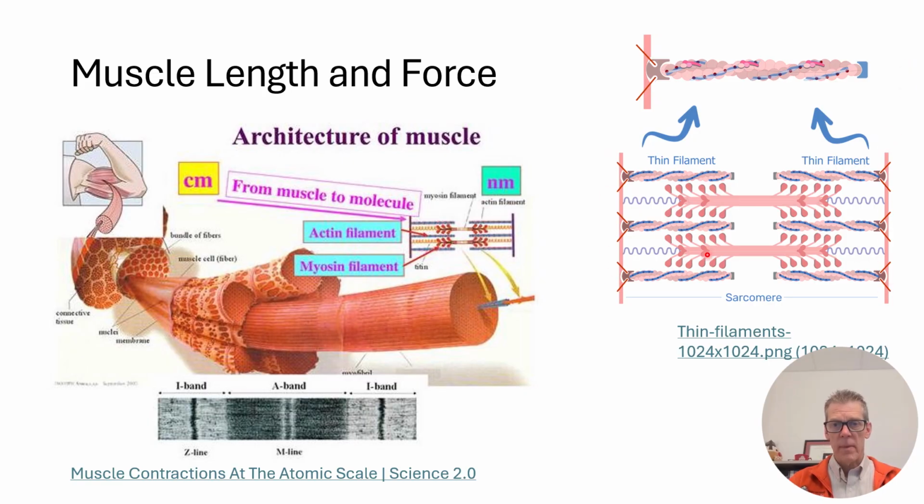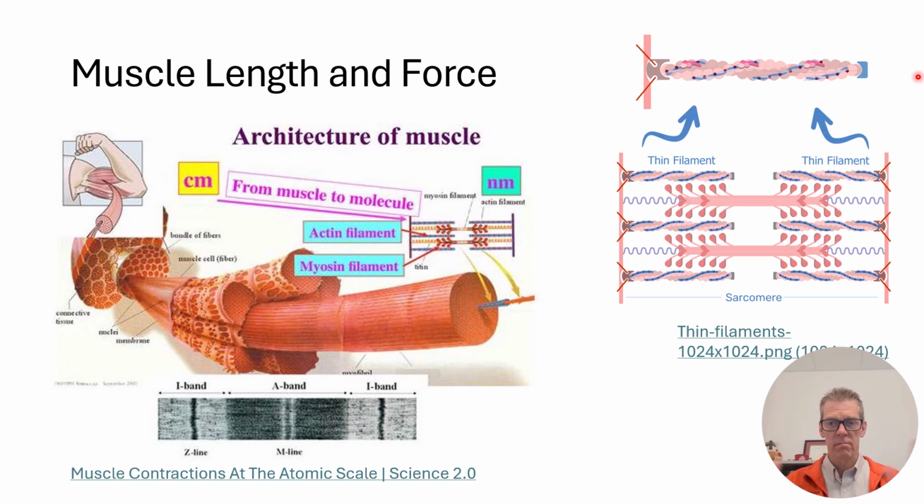And myosin proteins or filaments and actin proteins or filaments. And you can see that they overlap. The little projections off of myosin are the myosin heads. You'll see in this position, those myosin heads could engage with the actin, right?